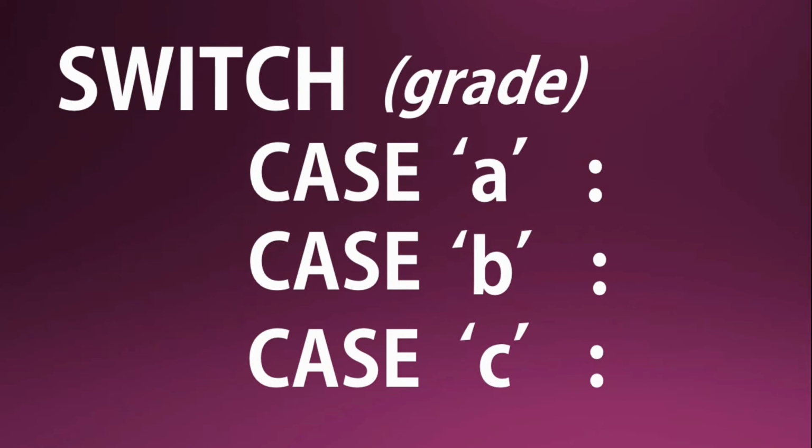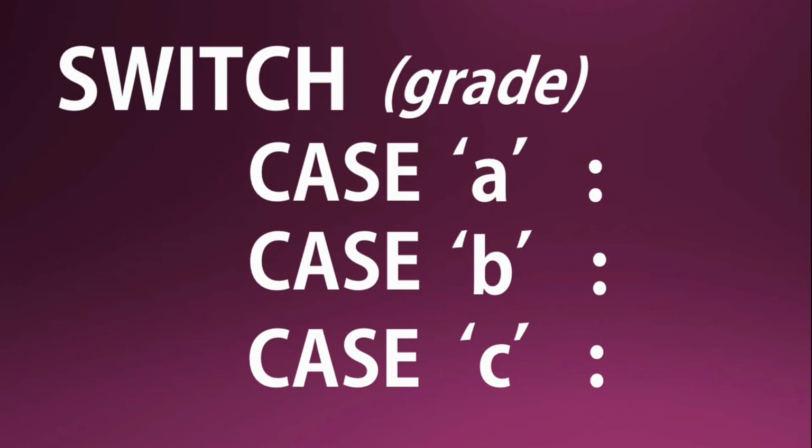So we have a variable called grade. Grade is a character variable, and we're going to compare grade against these three cases. If there were more grades, we would have more cases. But in this case, we have a single character, A, B, C. So if grade equals A, then the code that is enclosed in that case will be processed. B, processed. C, processed, and so on.